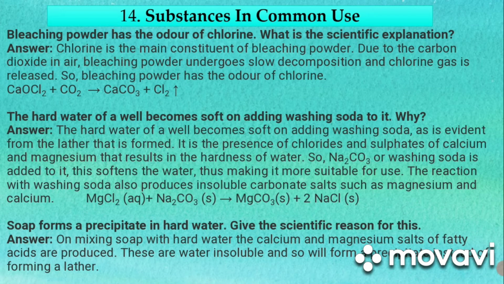Bleaching powder has the odor of chlorine. What is the scientific explanation? Answer: chlorine is the main constituent of bleaching powder. Due to the carbon dioxide in air, bleaching powder undergoes slow decomposition and chlorine gas is released. So bleaching powder has the odor of chlorine. The chemical equation is CaOCl2, that is bleaching powder, plus CO2 gives CaCO3 plus Cl2 released.